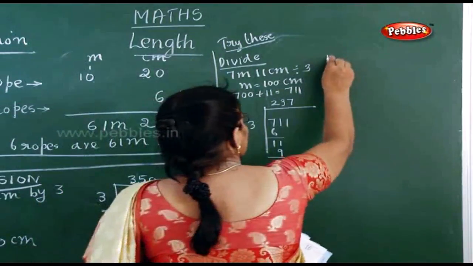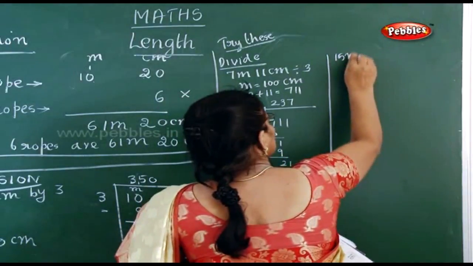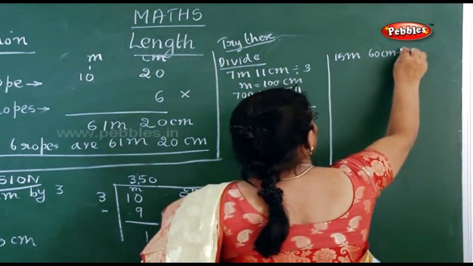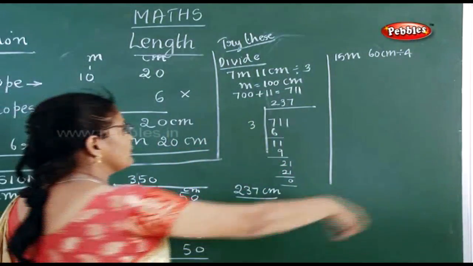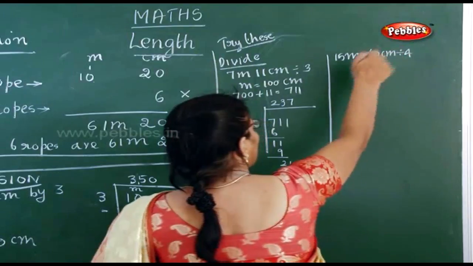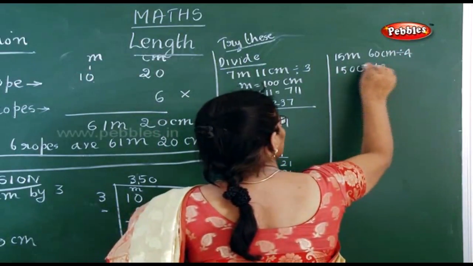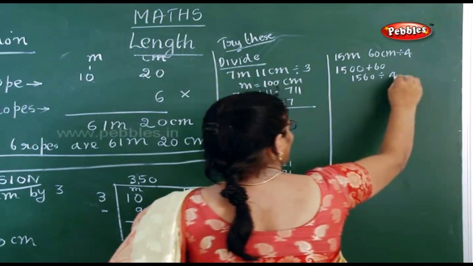Now next question, the next one is your 15 meter and 60 centimeter. You have to divide with 4. Now how will you convert again meter into centimeter? I told you, 100. So you'll have 1500 plus 60. So you'll have 1560 divided by 4.